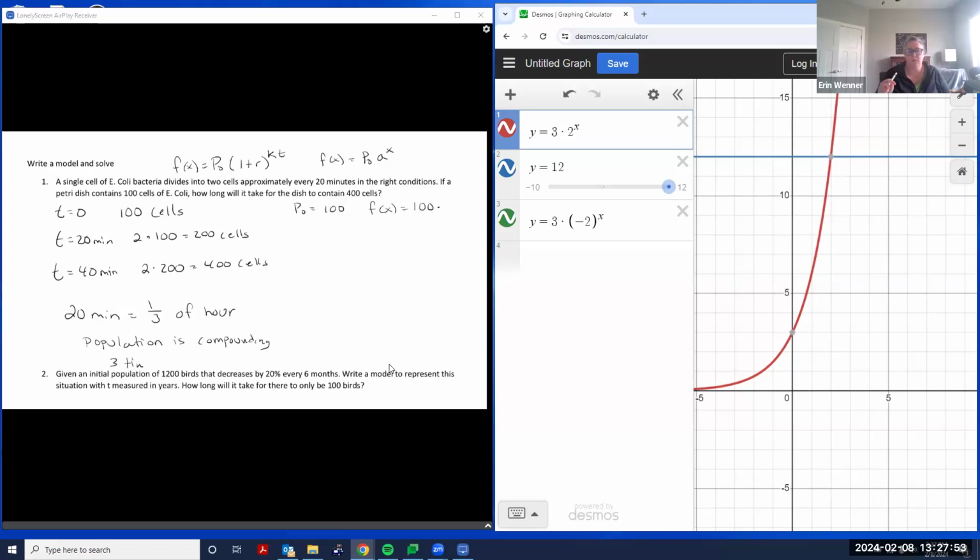So knowing that the population is compounding multiple times an hour tells us that this is actually a better model for us to use than the f of x equals P sub 0 times a to the x. So what can we plug in? Well, K is the number of compounding periods, which is 3.